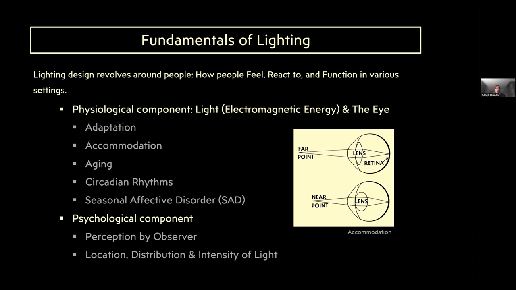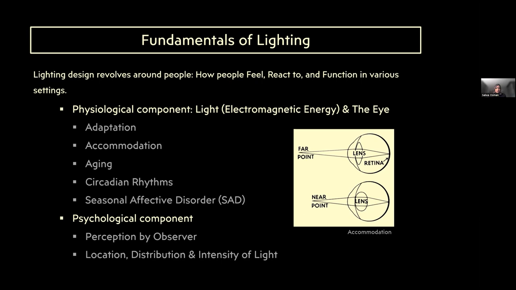One of the physiological components is, we'll start with adaptation. As you see in the figure here, for the visual system to be able to function well, it has to be adapted to the prevailing light condition. The human eye can actually process a really vast range of luminances, much higher than the most advanced cameras, but not all at once.